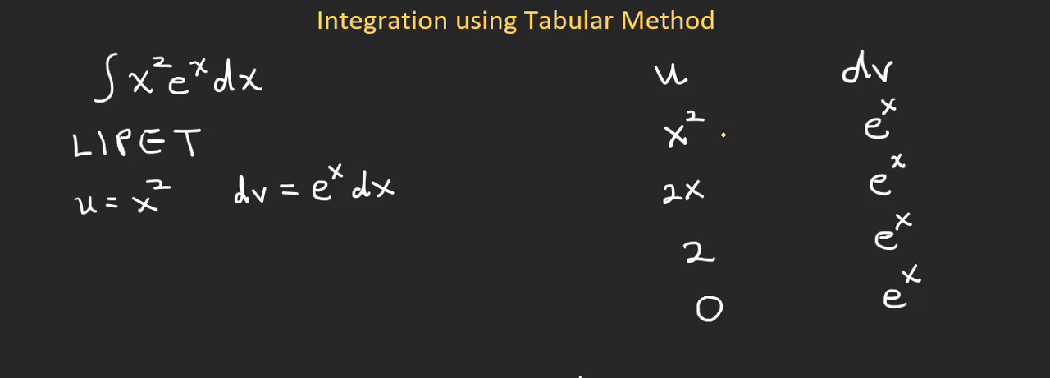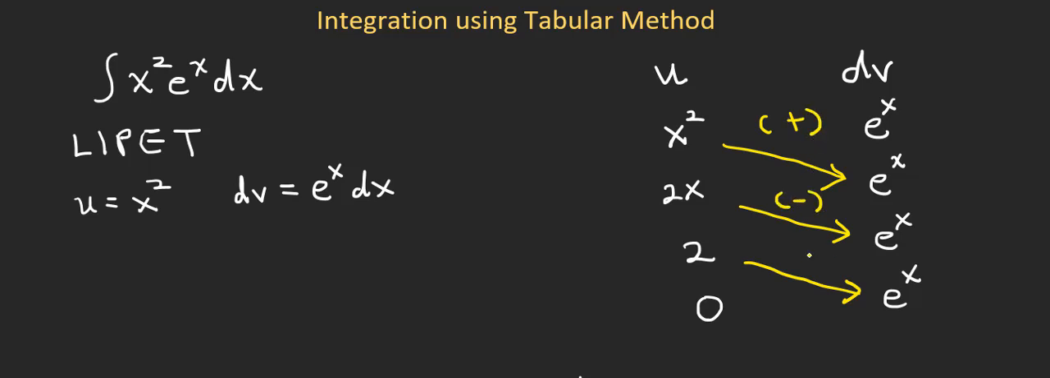Now you need to draw an arrow from the first term of u to the second term of dv, the second term of u to the third term, and you repeat this process until you get to the last term of dv. And you have to put signs, starting with positive, negative, positive.